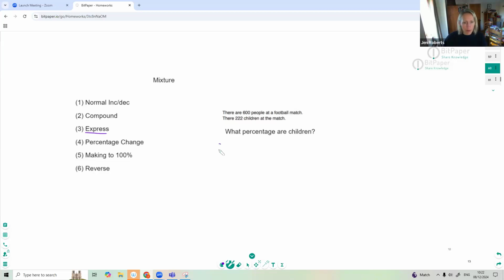We write it as a fraction first. So what fraction of the football match is children? It's 222 out of 600. Write it as a decimal, 222 divided by 600 is 0.37, and then change to a percentage, 37%.